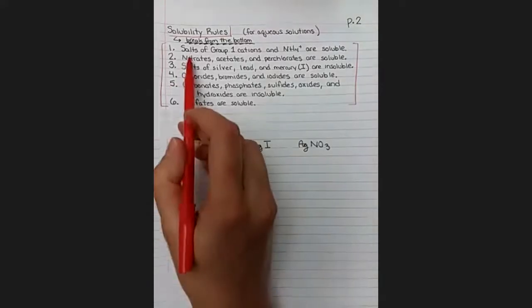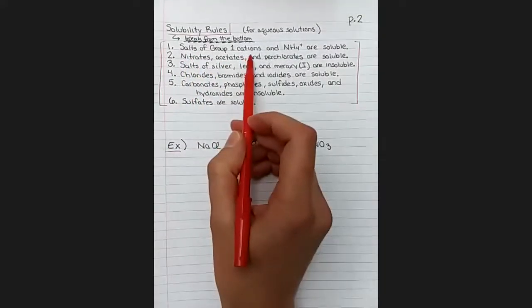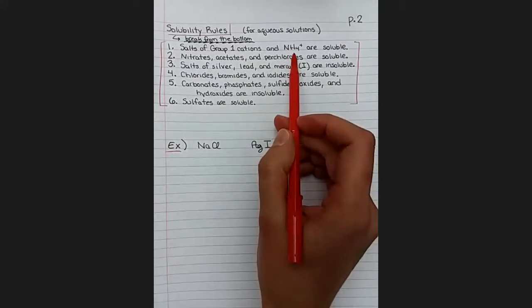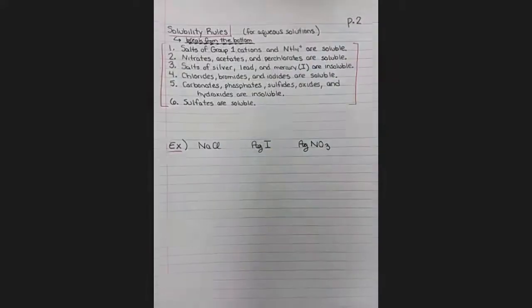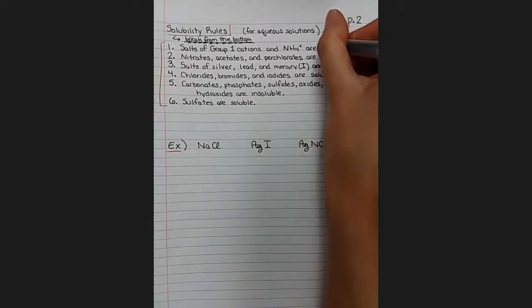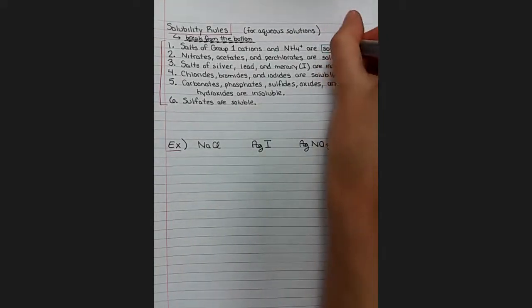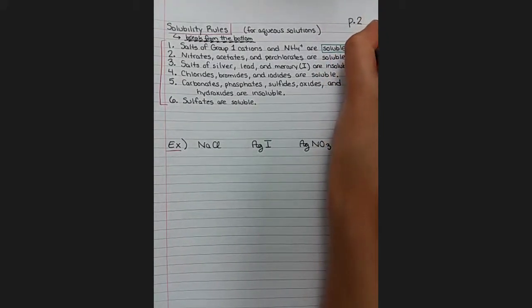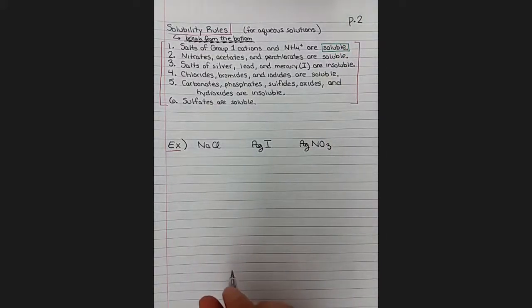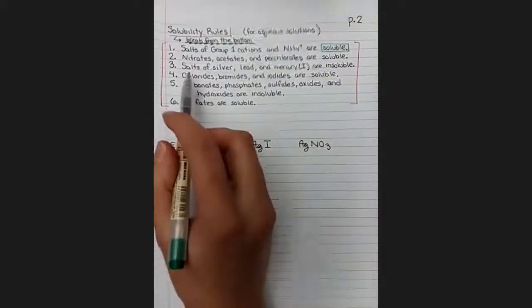So the first rule says salts of group 1 cations and this polyatomic cation, ammonium, are soluble. So we'll put a green box around that one because it's soluble. Some of these rules are about solubility and some of the rules are about insolubility. So you'll have to be careful and read carefully.